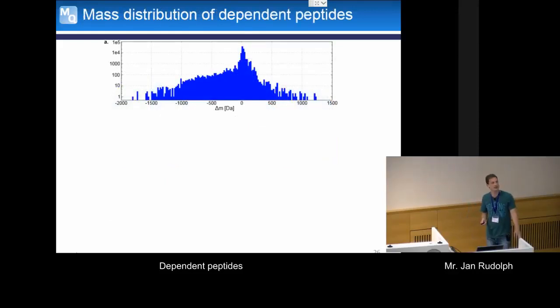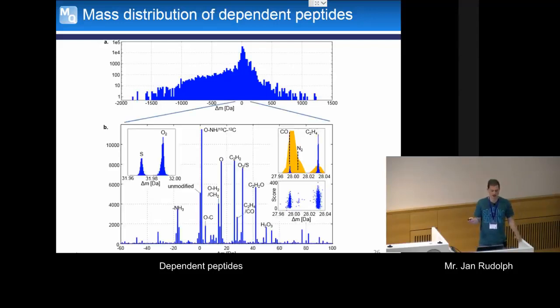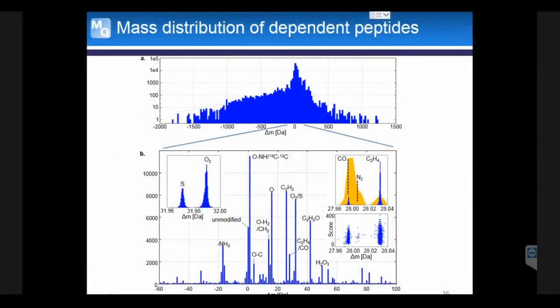So if we first look at the mass difference that we find between dependent peptides and their unmodified counterpart, we can see that it ranges over a big range of masses, and this is on log scale, so most of the modifications are actually in this minus 100 to plus 100 range. So if you zoom in, you can really see the distinct peaks of the different modifications. And I just want to highlight here on the left side of the bottom panel that sulfur and O2, which have the same nominal mass, are two very distinct peaks due to the high mass accuracy.